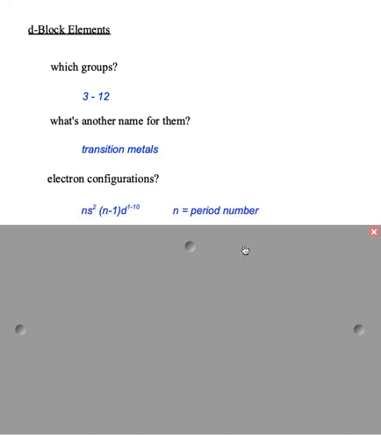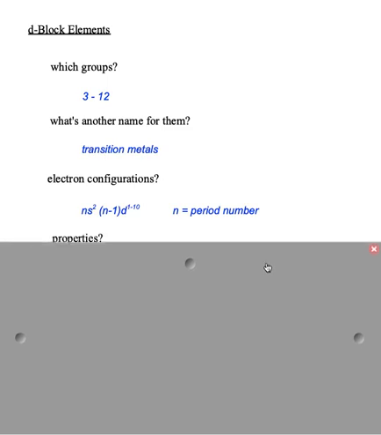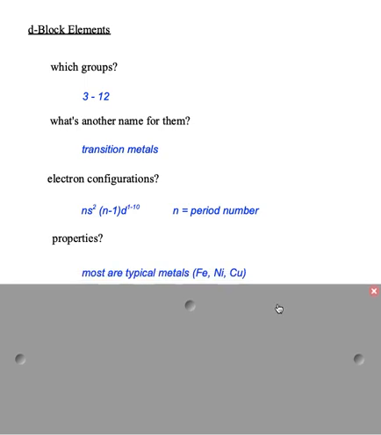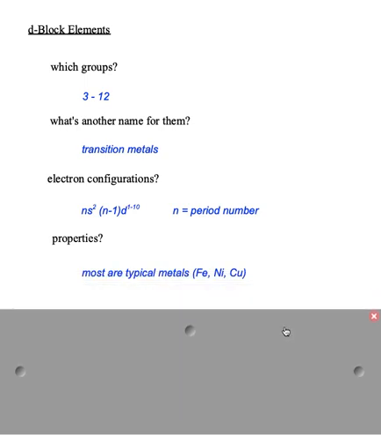What are their electron configurations? They all have the configuration ns2, (n-1)d1 through 10. So transition metals in group 3 will have 1 electron in the d sublevel. Transition metals in group 12 will have 10 electrons in the d sublevel, and they all have somewhere between 1 and 10. What are the properties of the d block elements? They're very typical metals. Iron, nickel, copper. When you think of a metal, hard, lustrous, malleable, conductive, you're probably thinking of a d block metal.